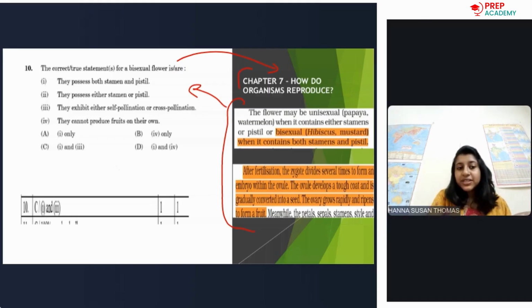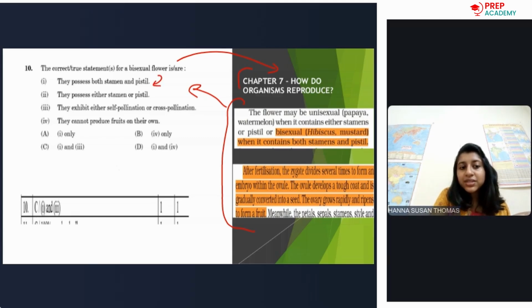So, the first statement under this question is they possess both stamen and pistil. Bisexual flower. What do you mean by bisexual? Bi means two. Bisexual means something that has got two reproductive organs. So a bisexual flower means a flower that has got both male and female reproductive organs. We know that stamens and pistils belong to the male and female reproductive systems, right?